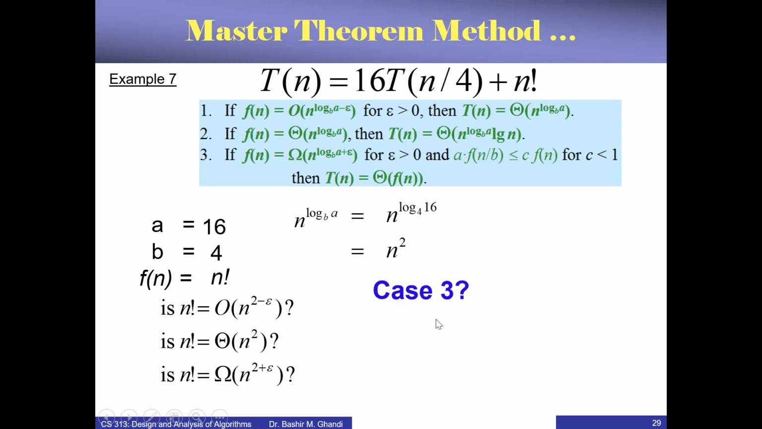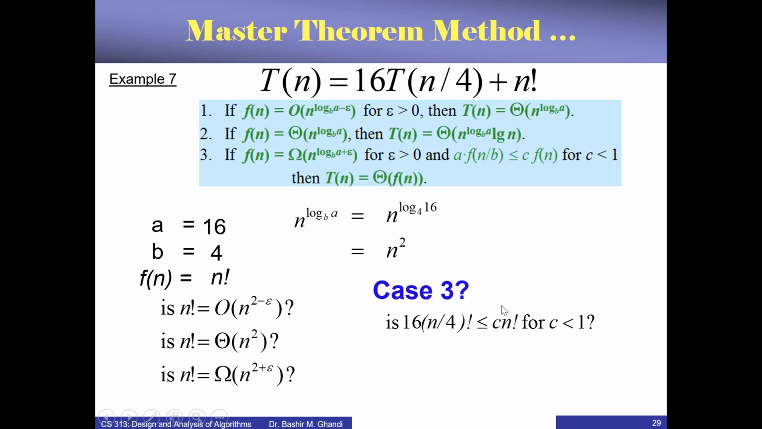So it seems to be case 3, but only if we can also prove the other half of the condition. Can we find a constant c less than 1 for which this inequality is true? Is 16 times (n over 4) factorial, because that's the meaning of a f(n/b). a is 16, as you can see. f(n/b), where b is 4, is like saying (n over 4) factorial. Remember, f(n) means n factorial. So if n is n over b, which in this case is 4, we're going to have (n over 4) factorial.